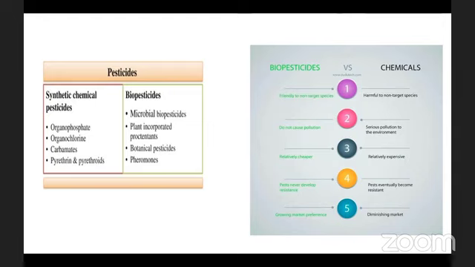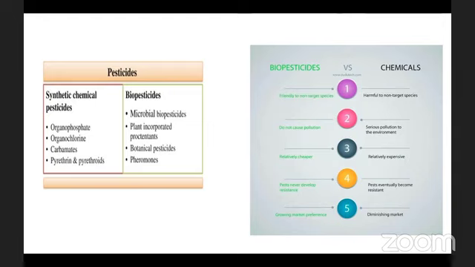Biopesticides are relatively cheaper, while chemical pesticides are already expensive. And against biopesticides, our pest or insect does not develop resistance. Meaning if we are continuously spraying chemical pesticides on a plant against a particular insect, after some days that insect will develop resistance against that chemical. That means the chemical will not work against that pest after some days.